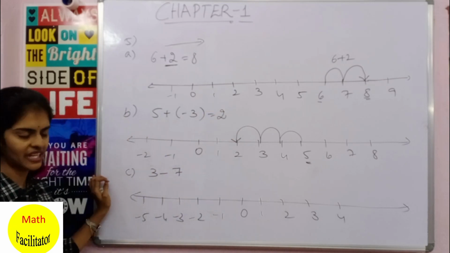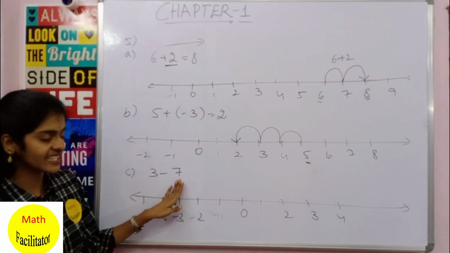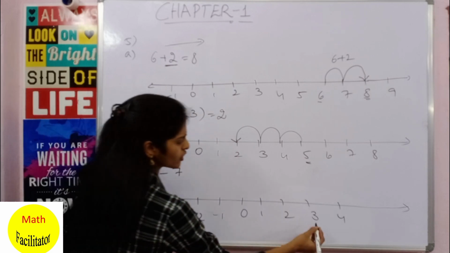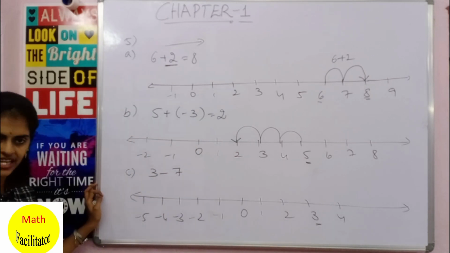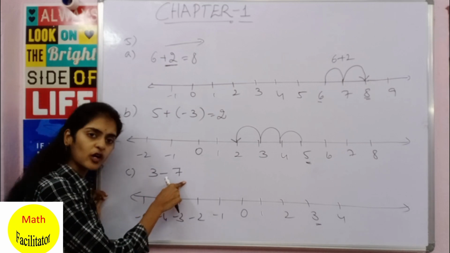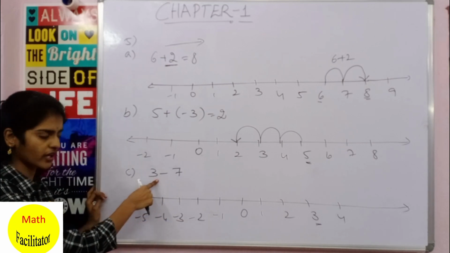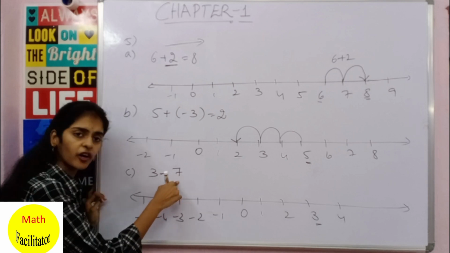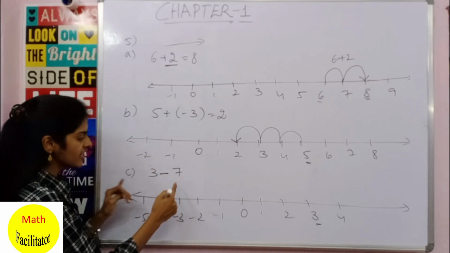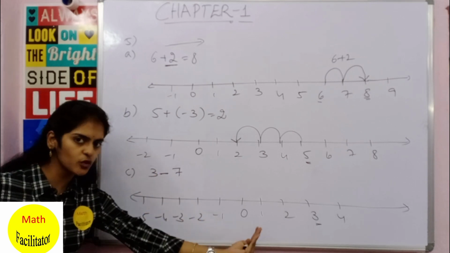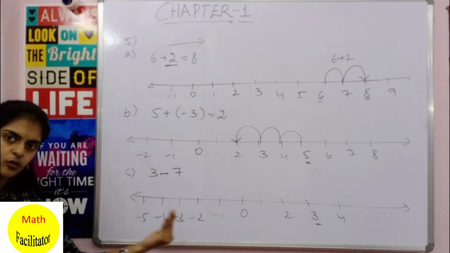It is 2. Clear? Now let us see what is 3 minus 7. Now draw the number line and start from 3. Okay, you are subtracting a positive integer from 3. This is plus 7. So when you are subtracting a positive integer, you will move to the left. Okay, subtracting, you will move left.